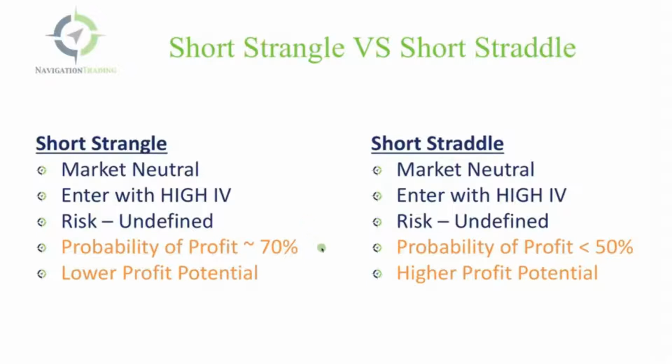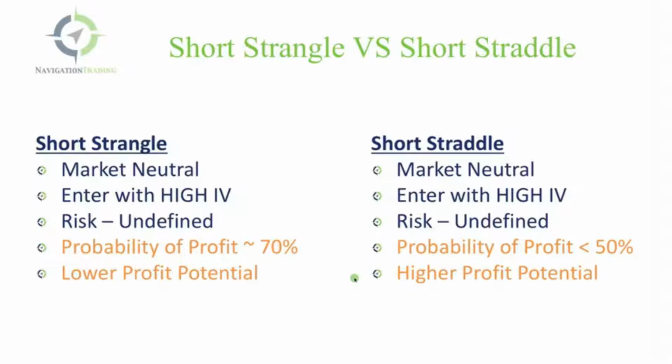And then there are two main differences between the two. On a short strangle, you're going to have a little bit higher probability of profit on the trade, whereas with a short straddle, your probability of profit is going to be lower. With a short strangle, you have a lower profit potential than with a short straddle, where you have a higher profit potential. Just remember there's always a trade-off between risk and reward. If your probability of profit is higher, then typically your profit potential is lower, and on the flip side, if your probability of profit is lower, then you should have a higher profit potential.